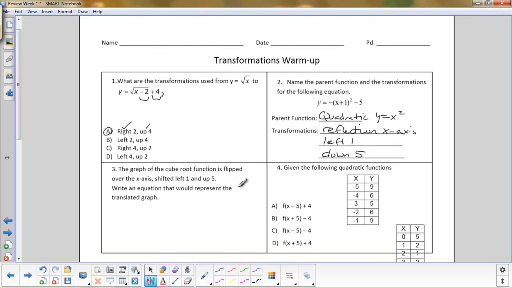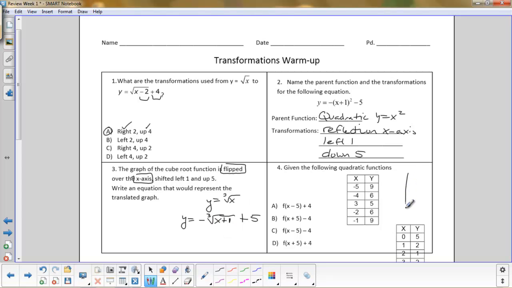The graph of the cube root function, that's y equals the cubic root of x, is flipped over the x-axis. Y equals negative cube root of x. Remember, if it says y-axis, the negative goes inside. It is shifted to the left, so that will be the inside movement, opposite of what you think, plus 1. And up 5 on the outside, and the same as what you would think.